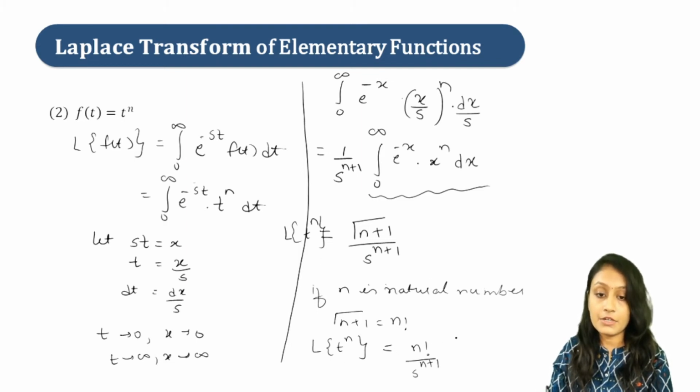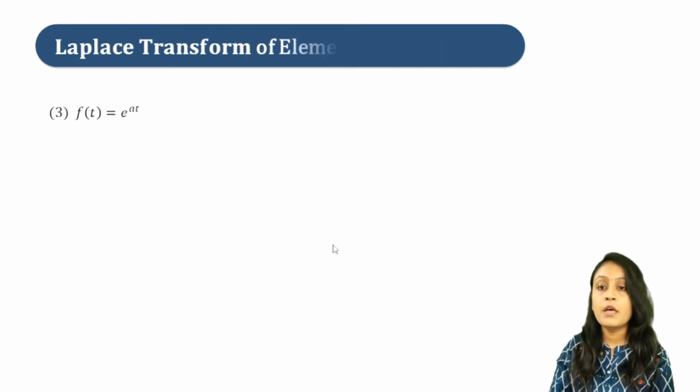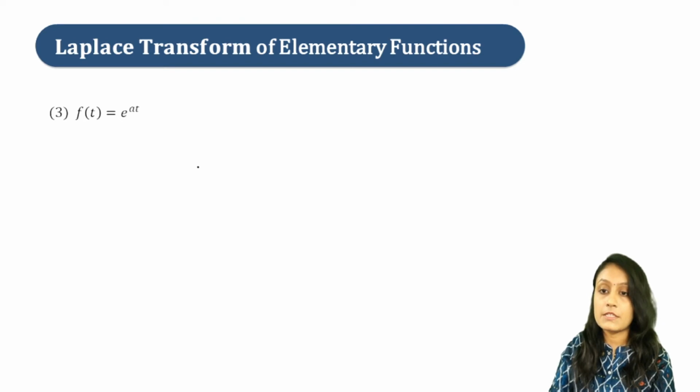If n is a natural number, we use this formula to find the Laplace transform of t raised to n. For any n we can use the other formula: gamma n plus 1 upon s raised to n plus 1. Now let's find the Laplace transform of another function, that is e raised to at.